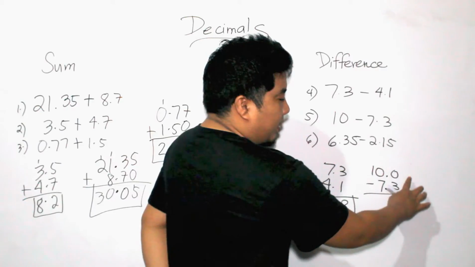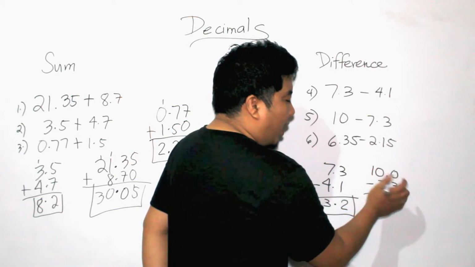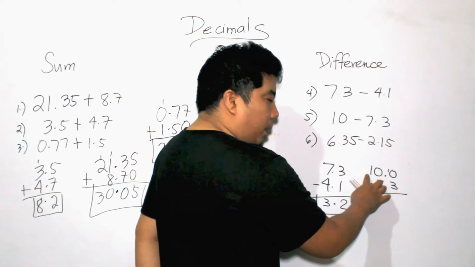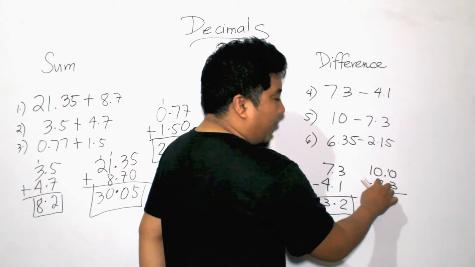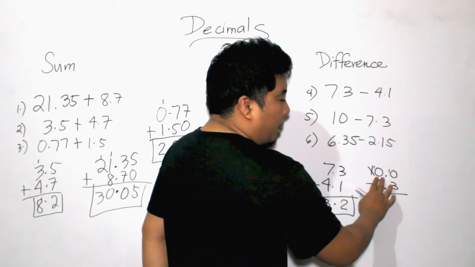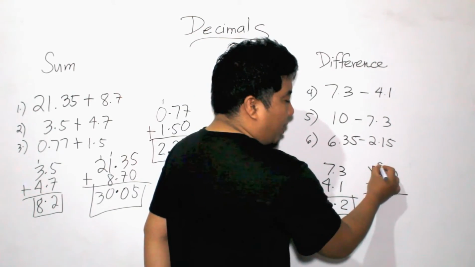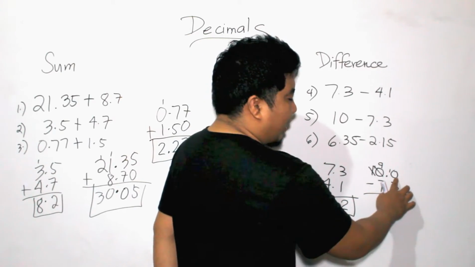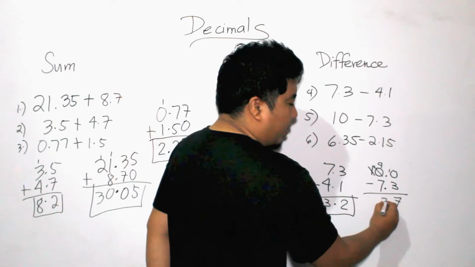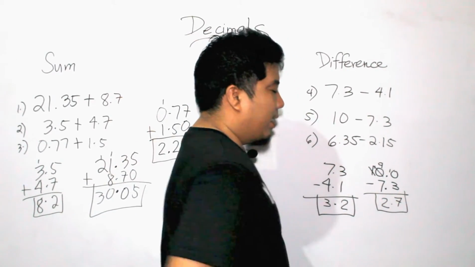Okay. So, 0 minus 3 cannot be, right? So, this will borrow 1 from the 0 here. But since this is 0, this will also borrow another one. So, this will become 10. The 10 will be borrowed by 1 by the second 0. So, this 10 now will become 9. Okay. So, that is 10 minus 3, 7. And then 9 minus 7 is 2. So, you have 2.7 or 2 and 7/10.